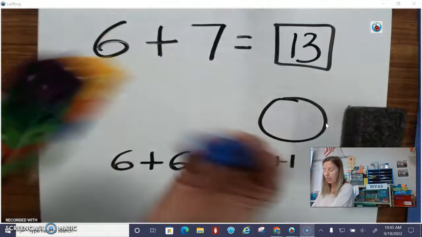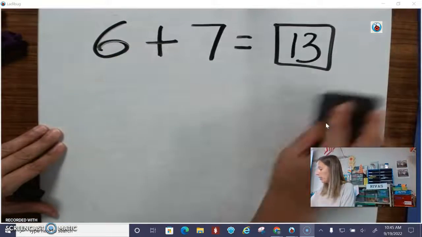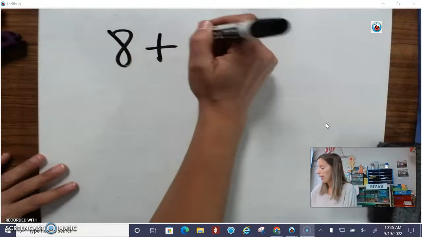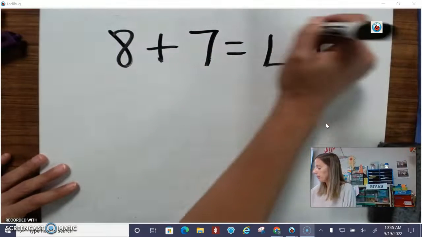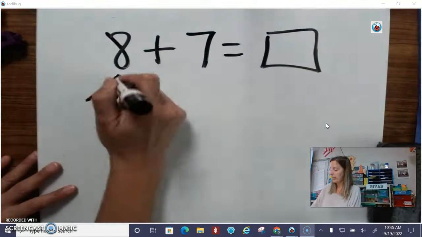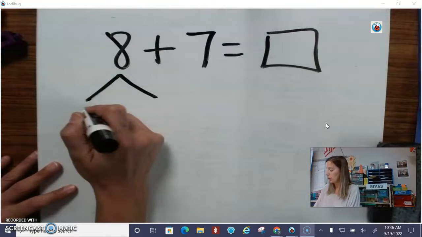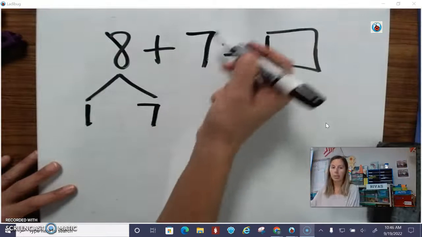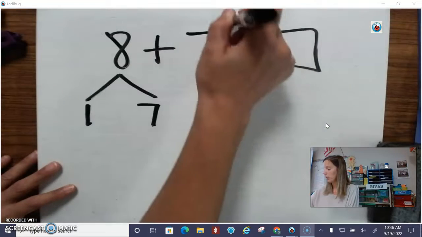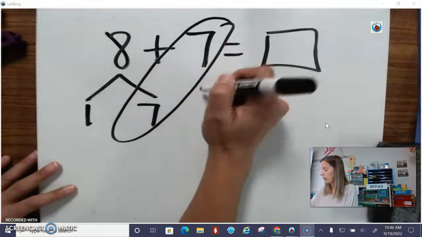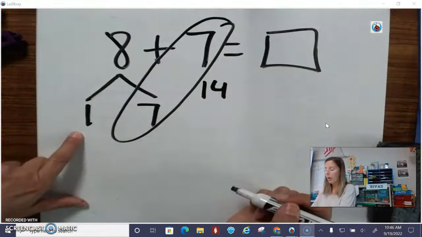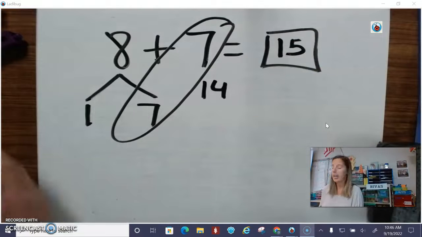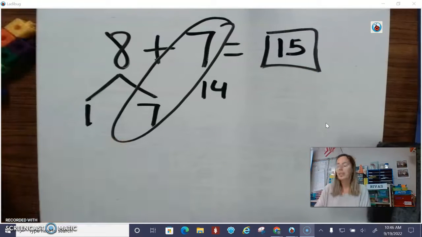Eventually, when they don't need the cubes anymore, they can just break the 8 apart into 1 and 7. Then they see here the double. 7 plus 7 equals, and I tell them, okay, 7 plus 7 equals 14. One more, 15. And eventually they can do it in their heads after they get a lot of practice.